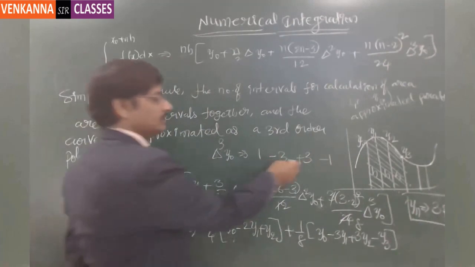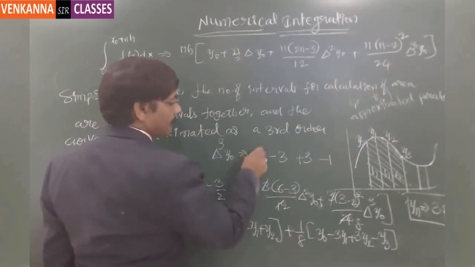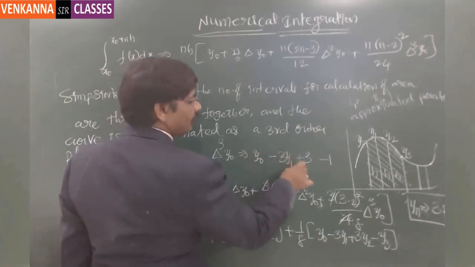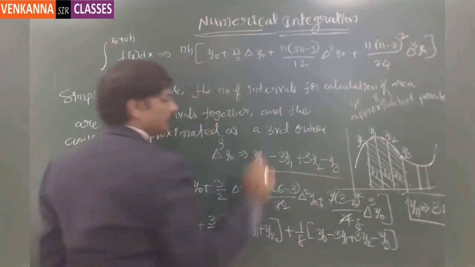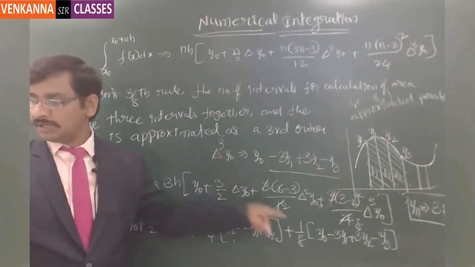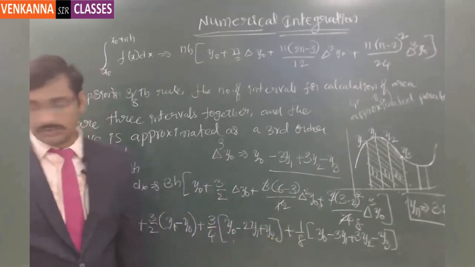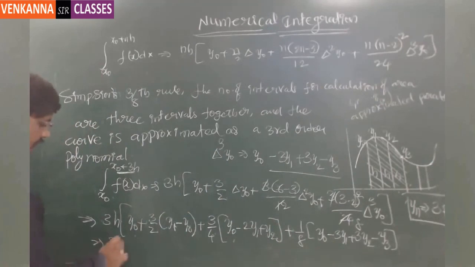So this is minus, this is plus and this is minus. Now here you start with y0 and then it is going to be y1, y2 and y3. So this is how you can write delta cube y0. Similarly I have written delta square y0 also. So now if you simplify this equation, it is 3h times, and you can simplify this and then put the final answer.